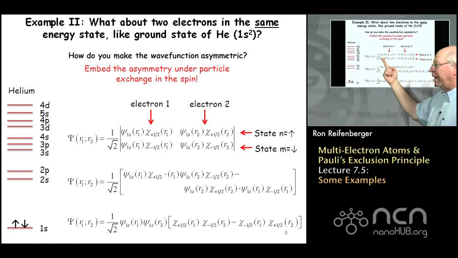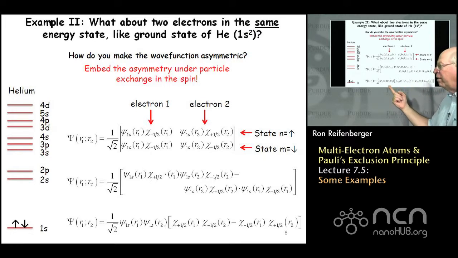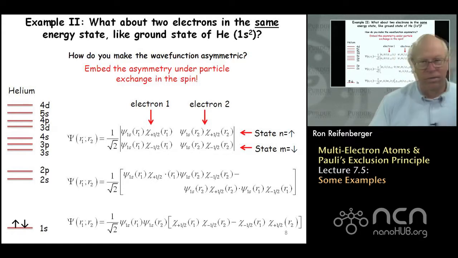The quantum numbers for the spatial wave functions are identical. So you're basically embedding the asymmetry under particle exchange in the spin wave functions. So you just have to work out this Slater determinant. You have to multiply along the diagonal and then multiply along the diagonal this way, but include a minus sign. And what you end up with is a two-particle wave function for the 2 electrons in the 1s state of helium that looks something like this, where the asymmetric term that flips sign when the 2 particles are interchanged contains the spin wave functions of the electrons.